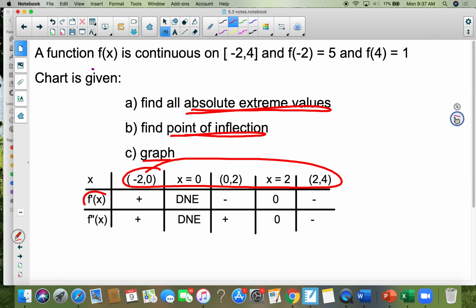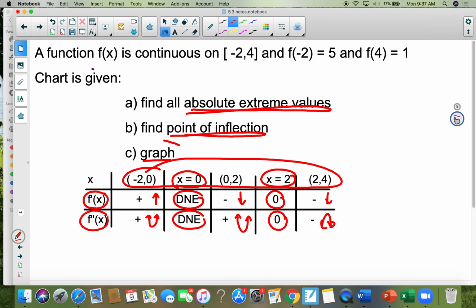Okay, first of all, the first derivative, from negative 2 to 0, is positive. That means the original graph is increasing. The double derivative, if it's positive, means that it's concave up right there. At x equals 0, the derivatives do not exist, so there must be a corner, an open circle there. From 0 to 2, it's got to be decreasing, and it's also concave up. And at x equals 2, the slope is zero, which means there's a horizontal tangent. And then it's also decreasing here, and it's concave down.